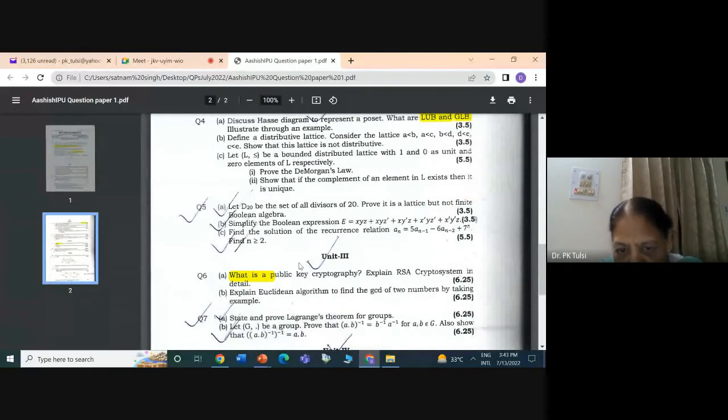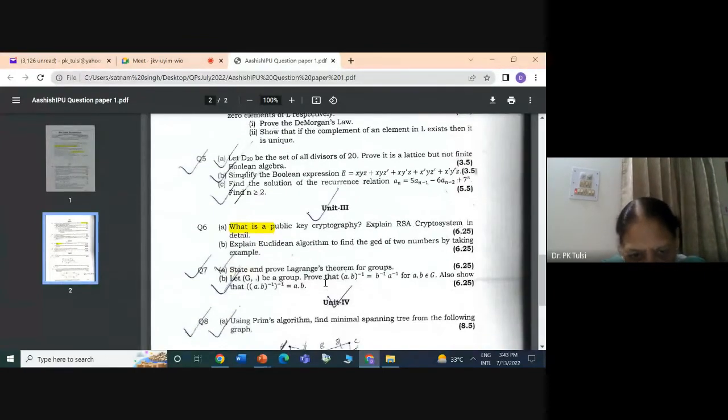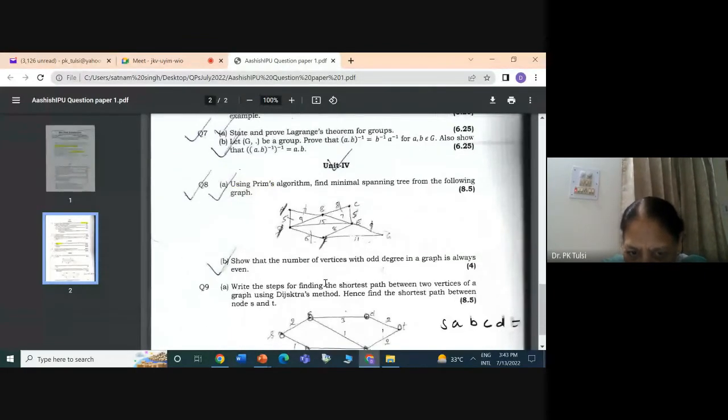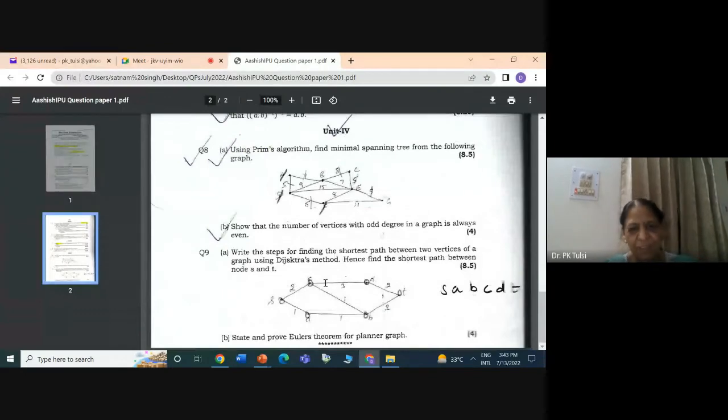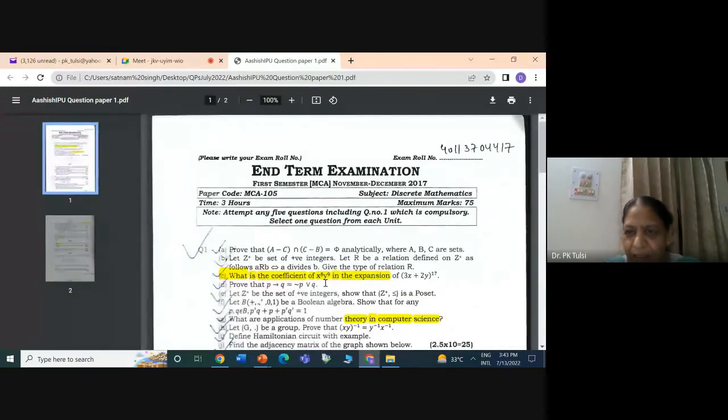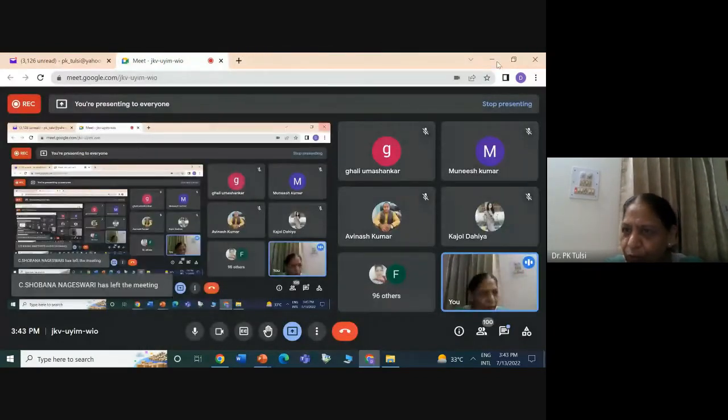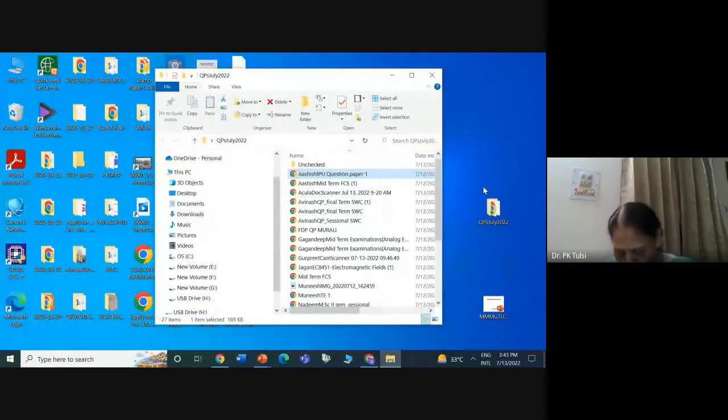What is public key cryptography? This also you need to remove from the paper. The rest is fine, good. Then write, everything else is fine in your question paper. These are 2 to 3 minor things which you need to pay attention to. Next time when you make it, avoid that.